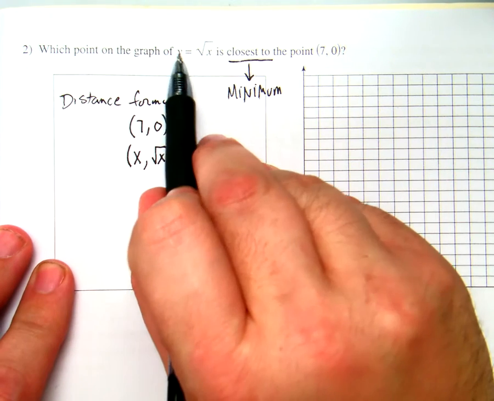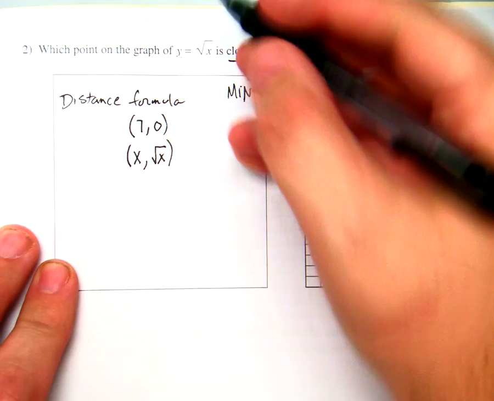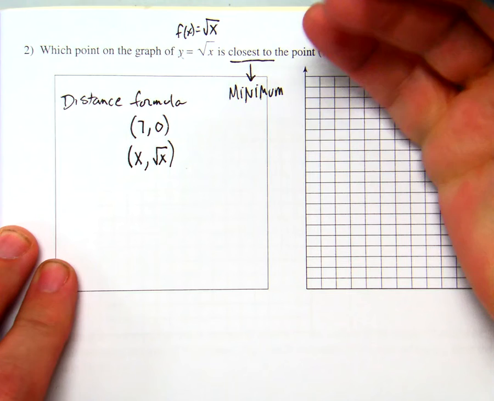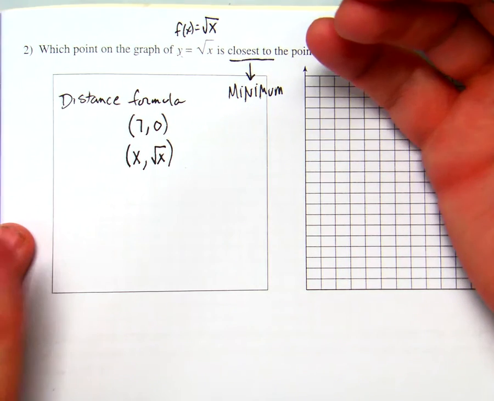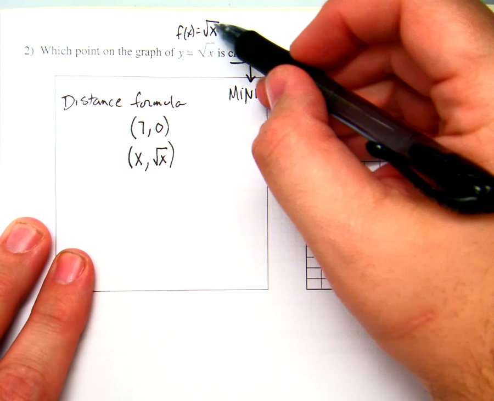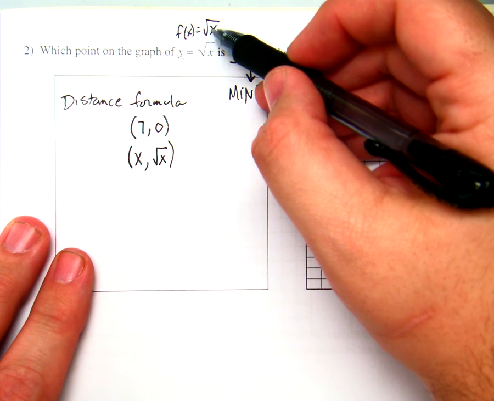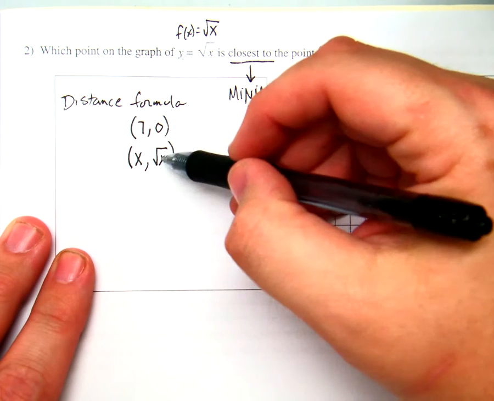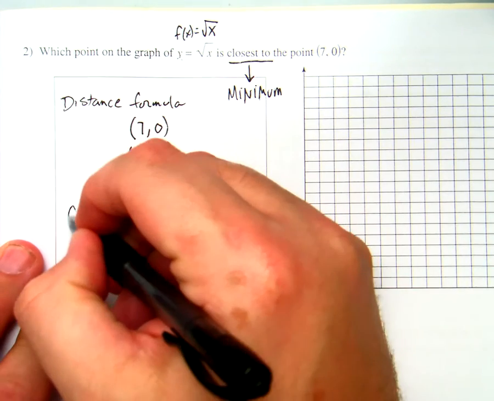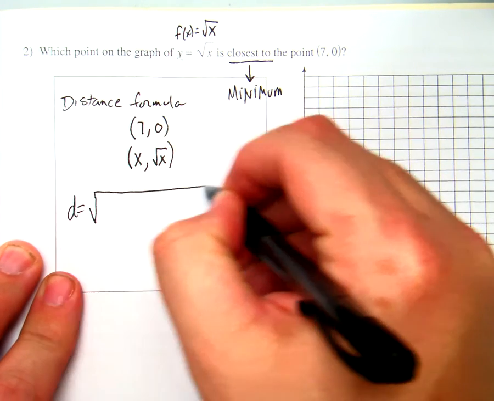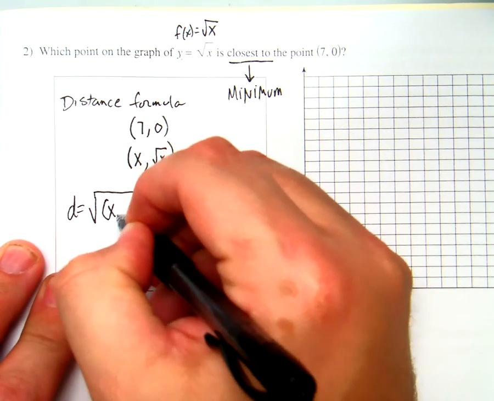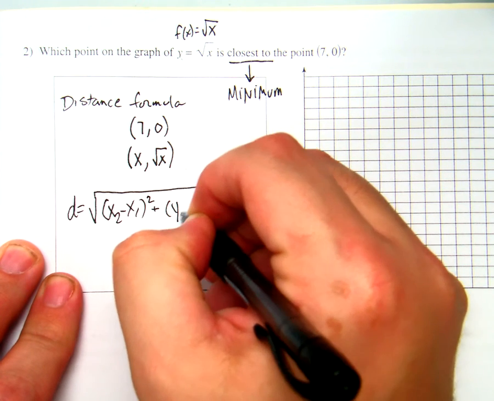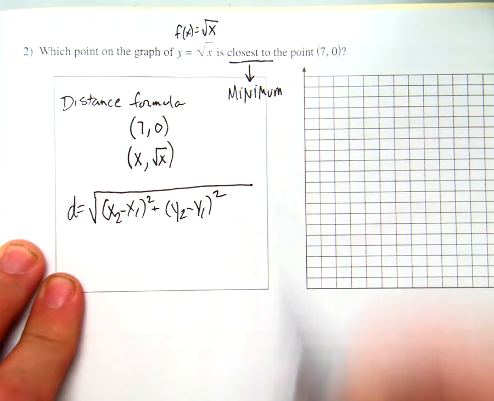If I put x into this equation, which is just like f of x is equal to the square root of x, say if it was 7, if I put 7 in here, the y value would be square root of 7. So our point would be (x, square root of x). Now the distance formula is equal to the square root of (x2 minus x1) squared plus (y2 minus y1) squared.